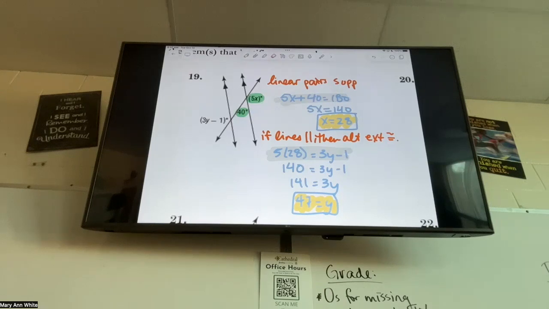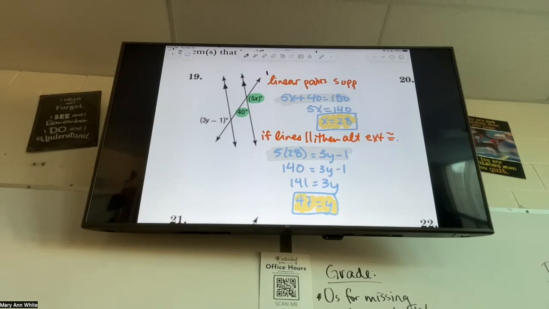So they're on the same line, they're going to be supplementary, so we add them up and set them equal to 180. I needed to see the statement, I needed to see the equation, and I don't care if you skip some of the steps, but I definitely need to see the final solution. Okay, any questions on that first part?